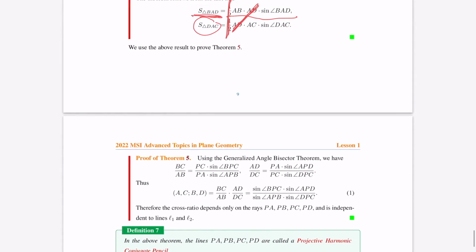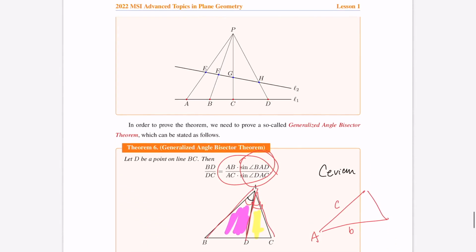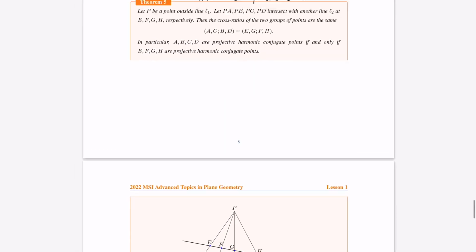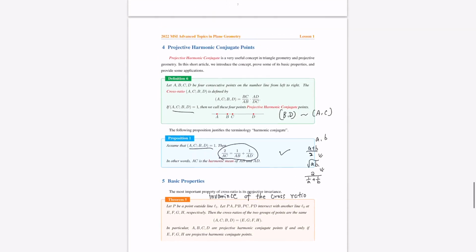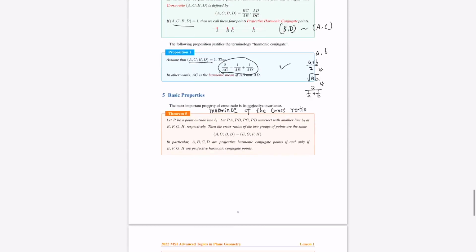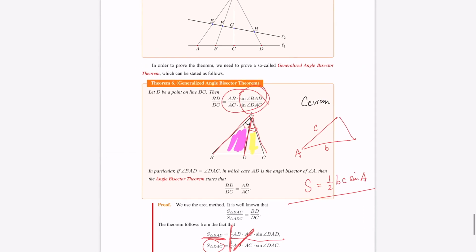All right, so now let's use this generalized angle bisector theorem to prove that the cross ratio ABCD is independent of the choice of the lines L1 or L2. No matter whether you use L1 or L2, their cross ratios will be the same. How to do that? Well, let's go back to the definition. So let's remember that.